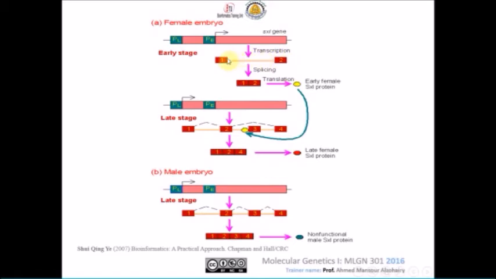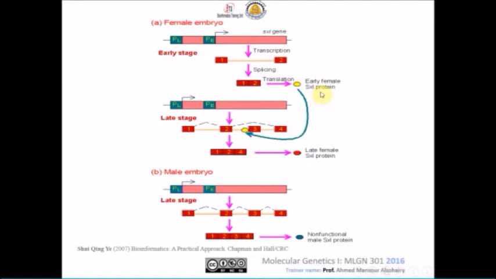So in these two exons, number 1 and number 2, we'll have a normal splicing and remove this intron, and then we'll have early female SXL protein. So the result from the first, early stage splicing is that we have two exons, exon 1 and exon 2, and remove the intron and have early female SXL protein. This is in the early stage.